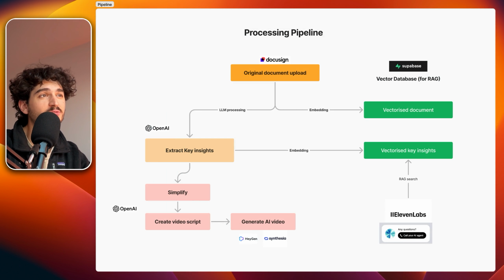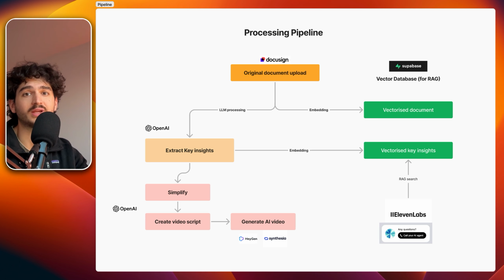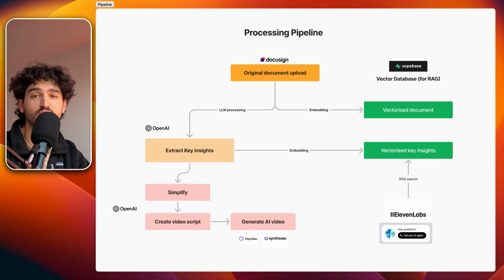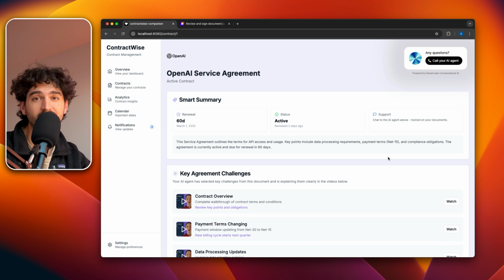Finally, to power our 24/7 AI agent, we're using 11 Labs tech. In the future, this would be dynamically trained on the contract and all the key insights to make for super fast RAG retrieval once we're asking our agent questions. This is all built with Vite and will be deployed on Vercel.